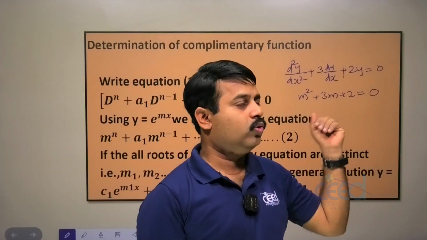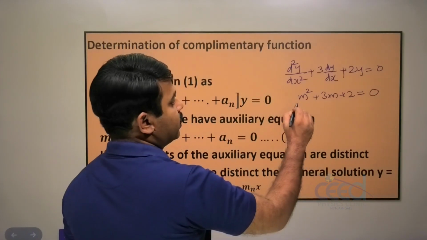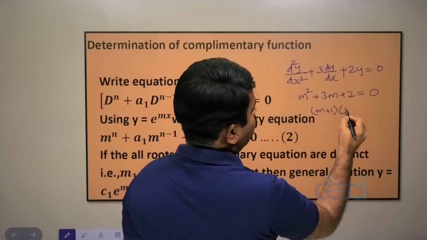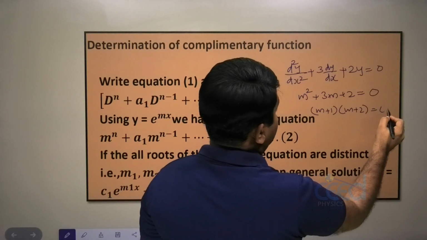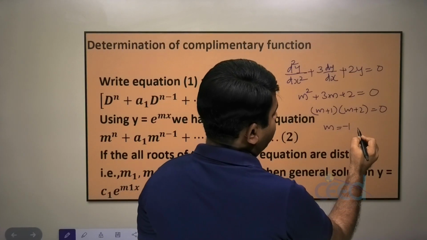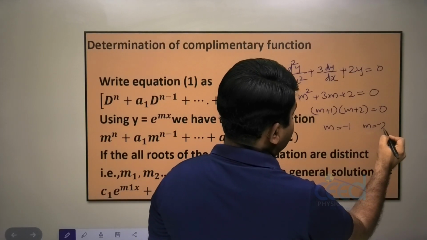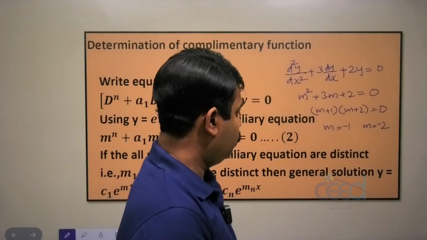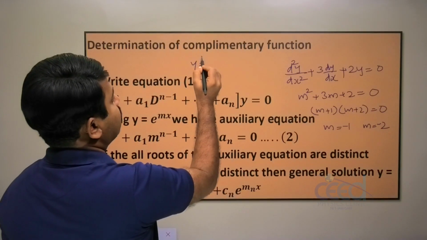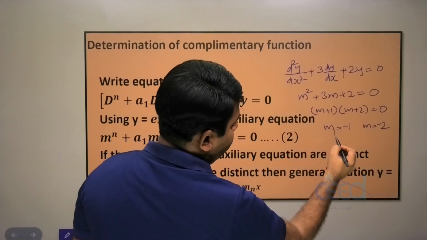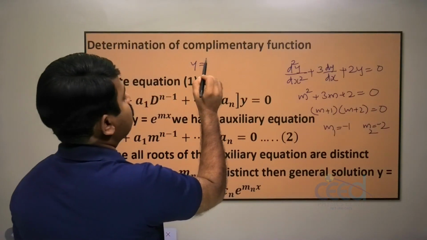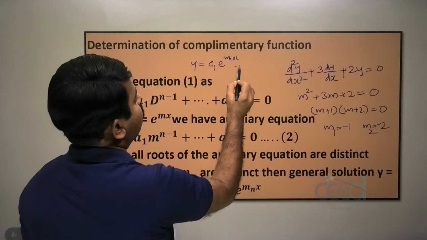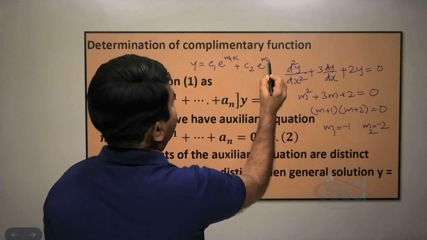Then how do we find the solution? m^2 plus 3m plus 2 equals 0, that is (m plus 1)(m plus 2) equals 0. Then m has two values: m equals minus 1, m equals minus 2. If both m values are different, you write the solution like this: first m value m1, second m value m2, then c1 e^(m1 x) plus c2 e^(m2 x).